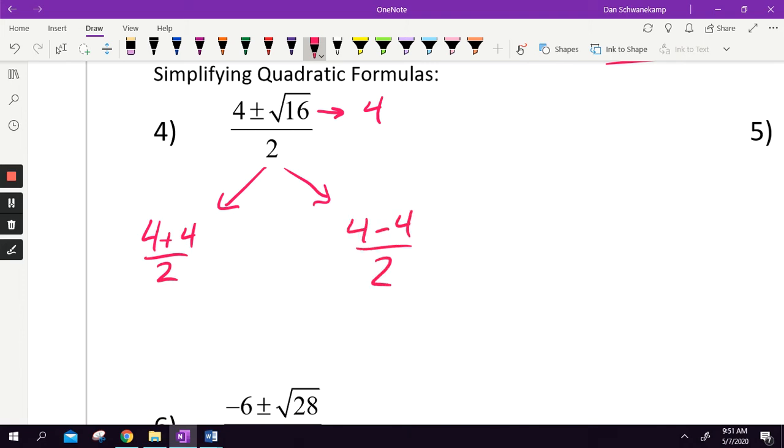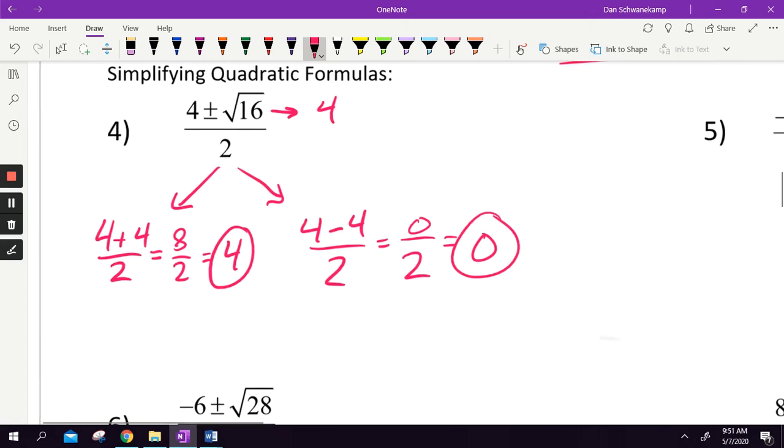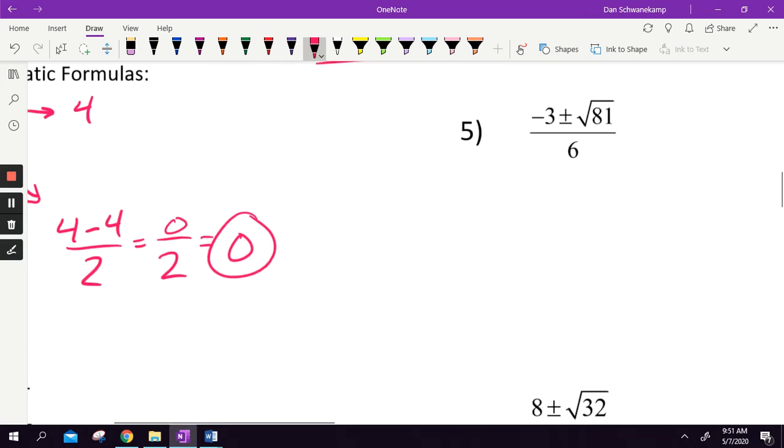If it's a real number, a whole number like the number 4, we're going to go ahead and break this down. So 4 plus 4 is 8 divided by 2. One of my answers is 4. If I got 4 minus 4, I'd get 0 over 2. 0 divided by 2 is 0. So we got 2 solutions from that because one of them was plus 4, one of them was minus 4. That's the best situation. That one's the easiest to handle.